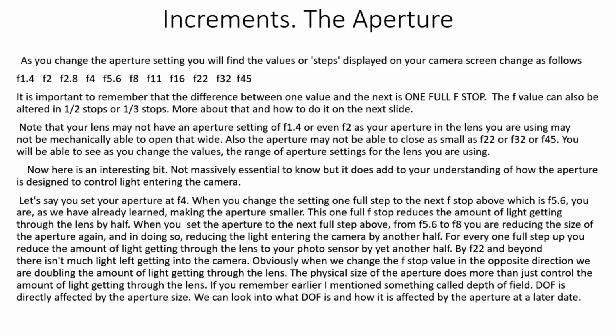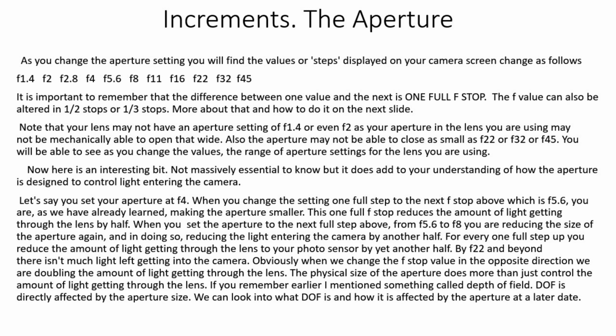When you set the aperture to the next full step above, from f5.6 to f8, you are reducing the size of the aperture again, and in doing so, reducing the light entering the camera by another half. For every one full step up, you reduce the amount of light getting through the lens to your photo sensor by yet another half. By f22 and beyond, there isn't much light left getting into the camera. Obviously, when we change the f-stop value in the opposite direction, we are doubling the amount of light getting through the lens.